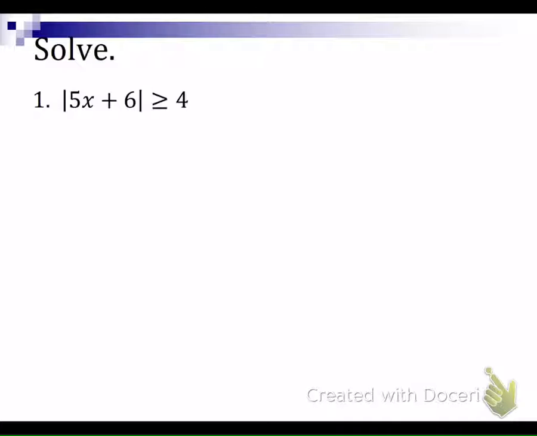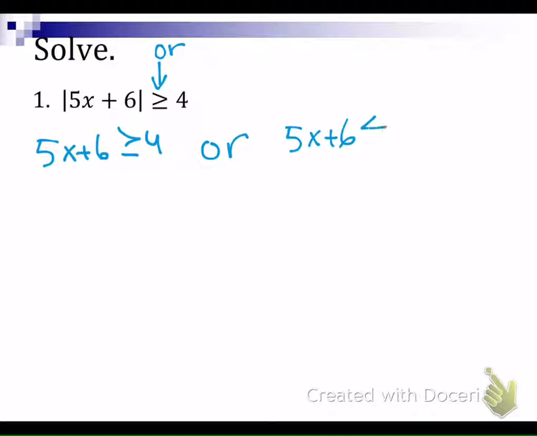So this one is already isolated. The absolute value is already by itself. This is a greater than or equal to symbol, so this will be an or. I have 5x plus 6 greater than or equal to 4, or, the second one's the harder one to write, 5x plus 6 less than or equal to negative 4. So the inequality symbol switches, and the sign changes. Now, you solve these 2 separately.